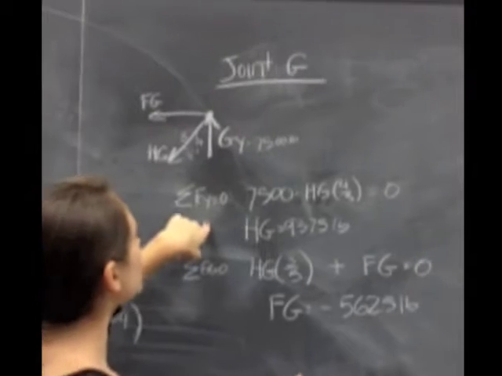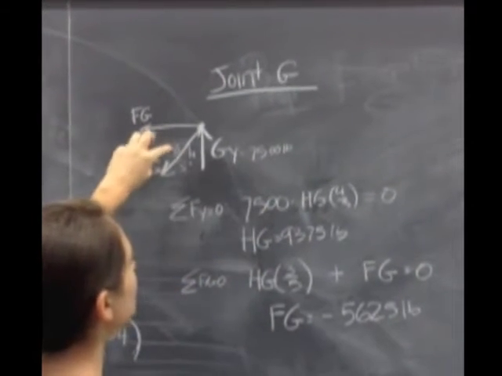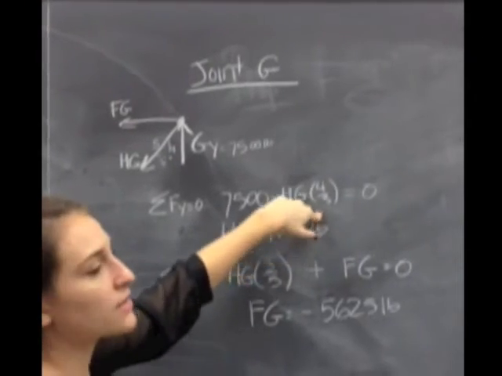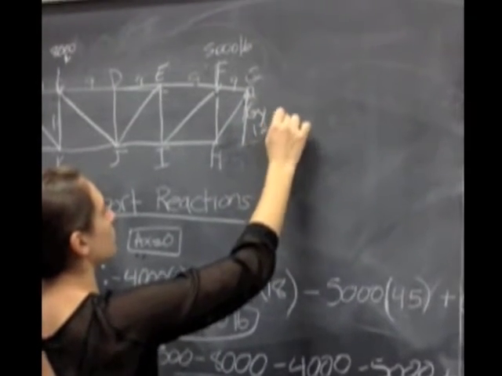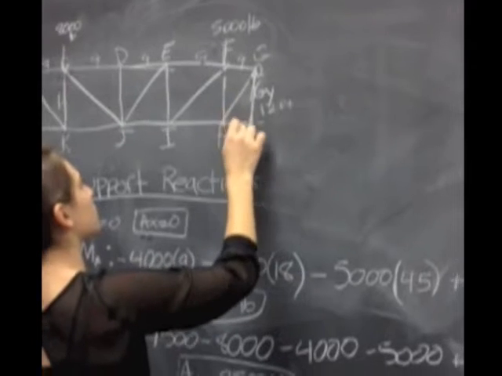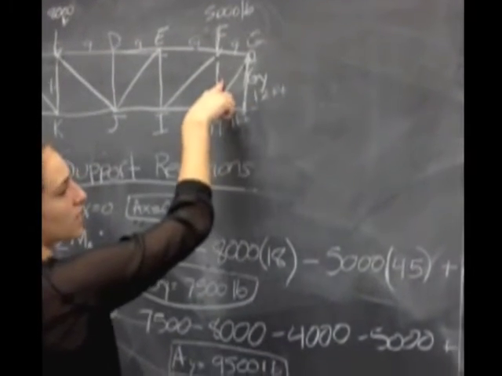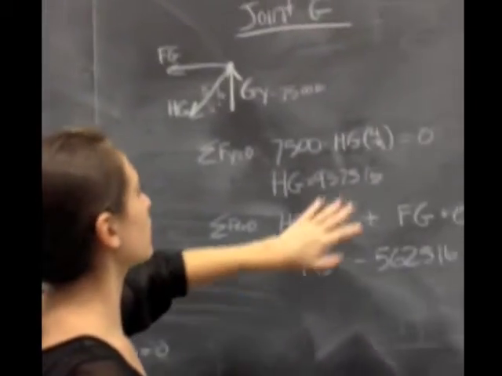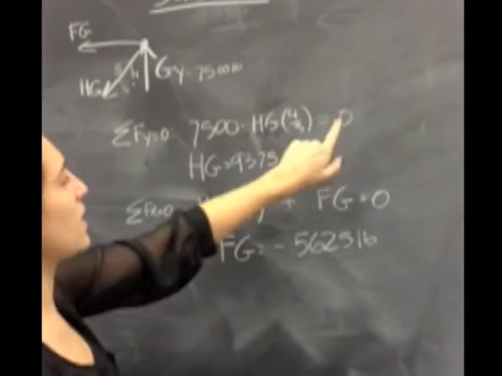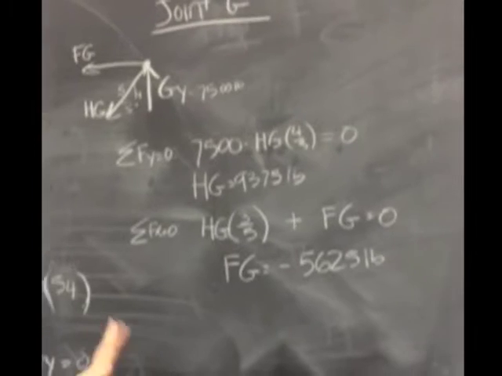So looking in the Y direction, you have GY, which is the 7,500 pounds, minus HG times 4 over 5. And I'll explain, we got that 4 over 5 because the vertical distance here was 12 feet, and the horizontal distance was 9 feet, which is basically a 3, 4, 5 triangle. So instead of using 9, 12, 15, we're just going to use 3, 4, 5. So back to here, you set that equals 0. When you solve for it, HG comes out to 9,375 pounds.